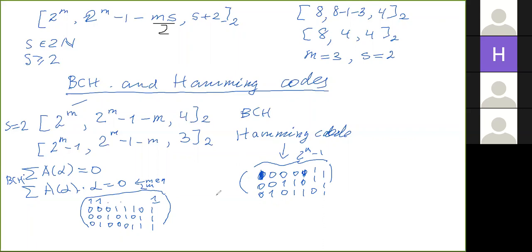So in this way, we increase the block length by 1, and also we increase the minimum distance by 1. And so BCH for S equal to 2 is more or less the same as the Hamming code. Actually, that code is also called the Hamming code of distance 4, when we add one new bit with the parity of all the remaining bits.